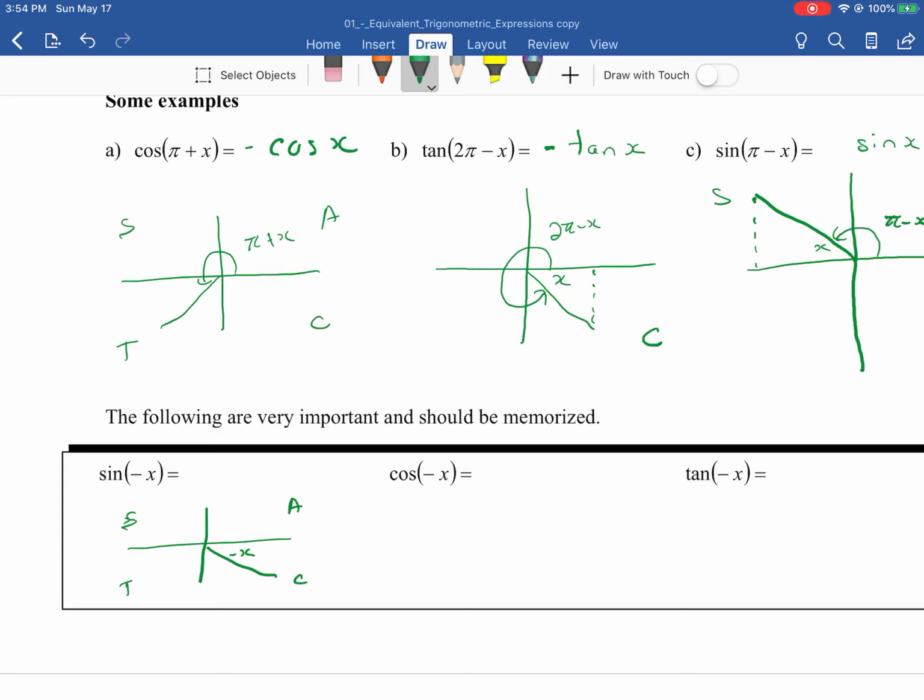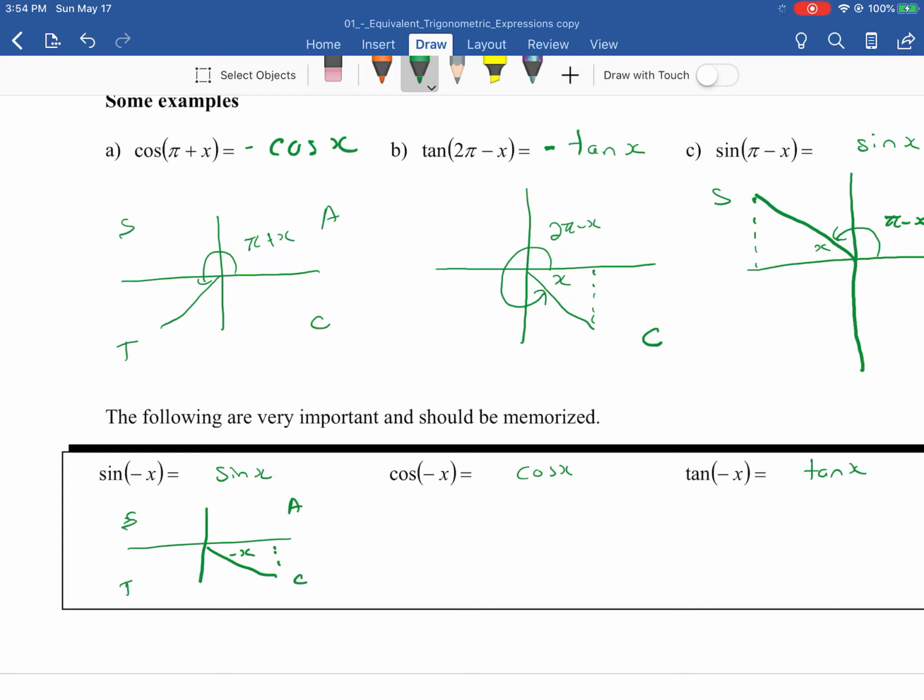And when I draw the angle negative x, I see that that gives a triangle that has the angle x in it. I know it's negative x, but it's also x in the triangle. So the result of that is that sine of negative x will come out to be sine of x. Cos of negative x will come out to be cos of x. And tan of negative x will come out to be tan of x. Those things, whether you do negative x or positive x, you'll get the same answer.